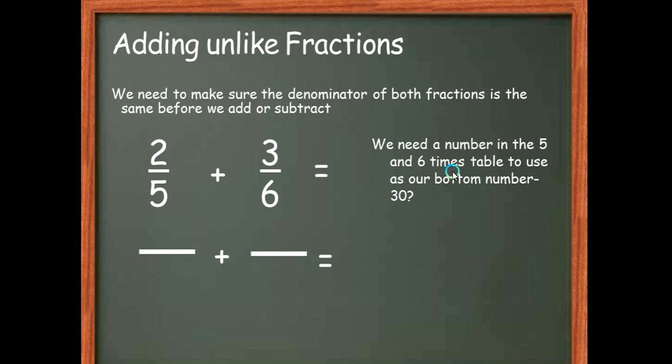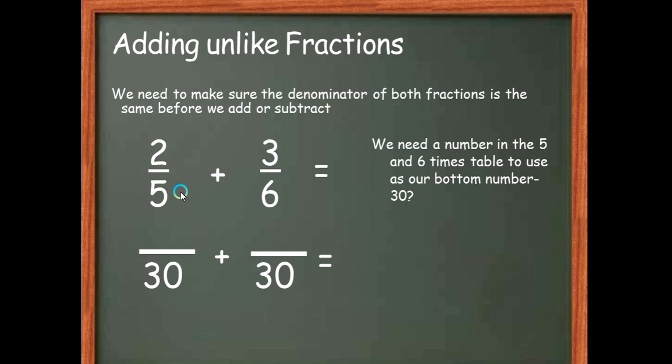Now, in our multiplication table, which one is the same? We can use 30. 5 times 6, 30. So here we're going to multiply by 6, and here we're going to multiply by 5. So if we multiply the down, we're going to multiply the same number with up. So 5 times 6 will give us 30.